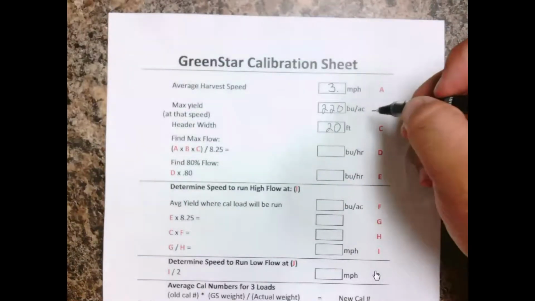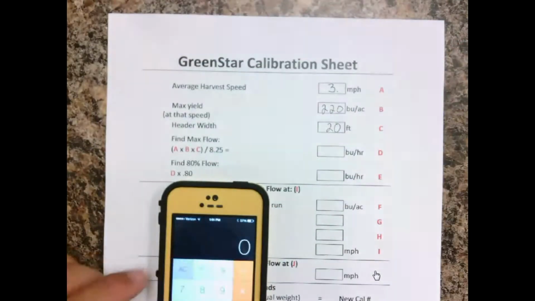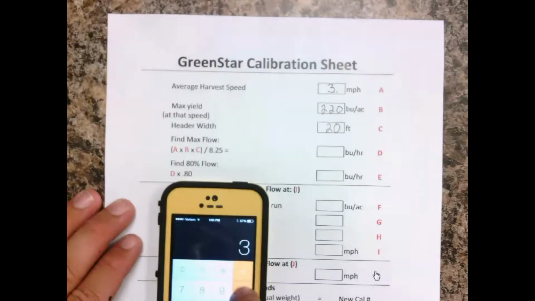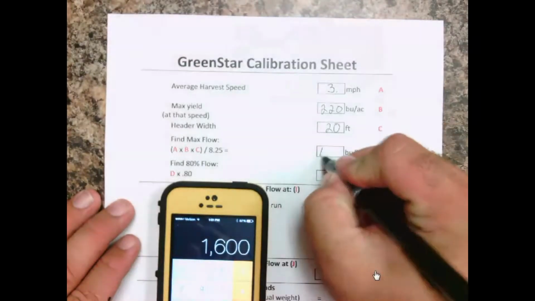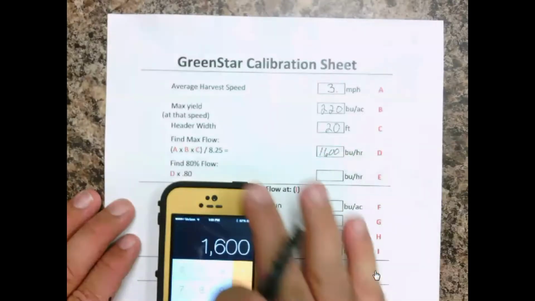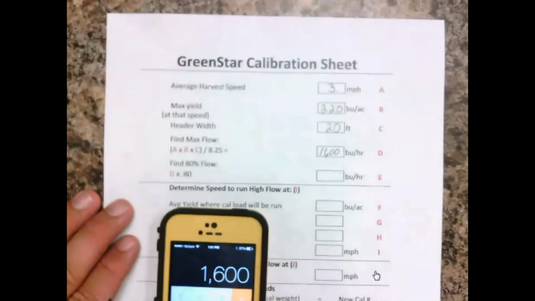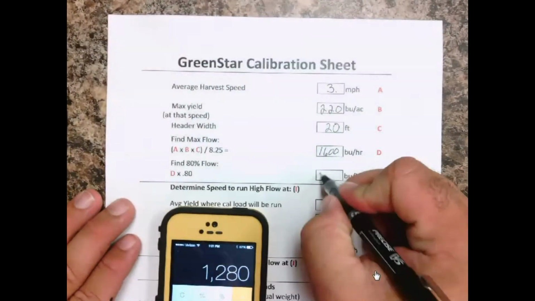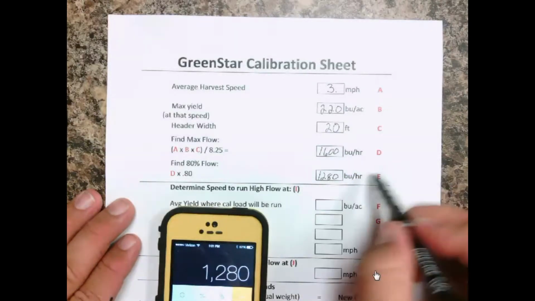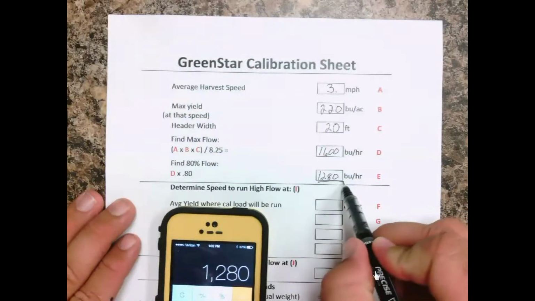We're going to find our max flow, which is going to be 3 miles an hour times 220 bushel corn times 20 feet divided by 8.25, 1,600 bushels per hour. We're going to take that and multiply it by 0.8. We're going to get 1280. This is going to be the flow that we want to hit for our high flow.